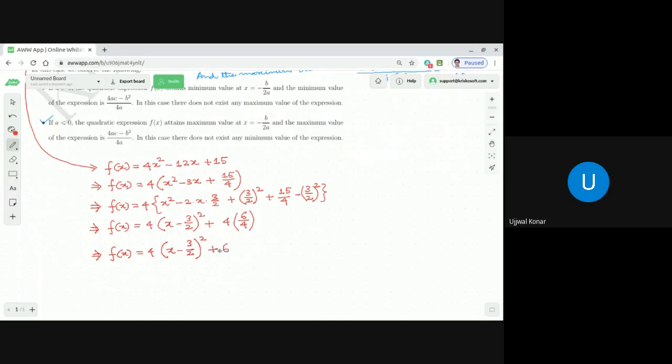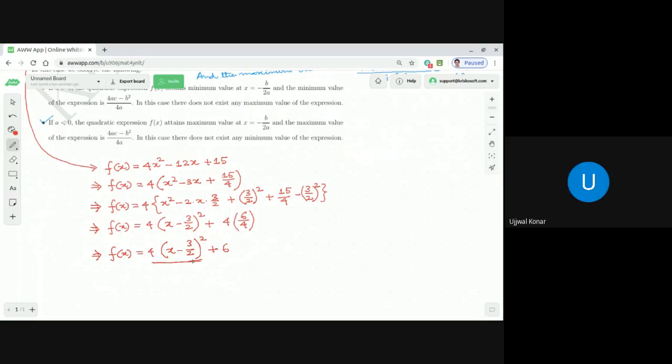Now look at it minutely from a pure algebra knowledge. Whatever algebra knowledge we have so far, if we apply that knowledge, we can say that the value of this expression, dear students, (x minus 3 by 2) squared, can be minimum 0, correct? It can never be negative.